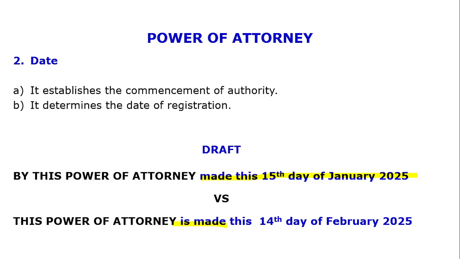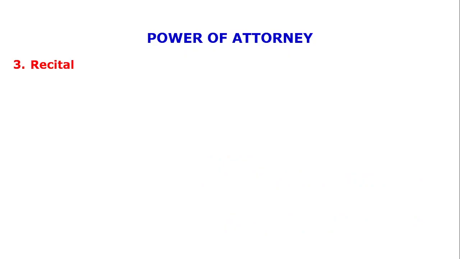Let's look at the next clause, which is the recital. And I already told you why it is in red. It is in red because it's not mandatory that every power of attorney must include a recital. Usually, as we are going to see, the necessity of including a recital comes up when you are empowering a donee to deal with a family land.